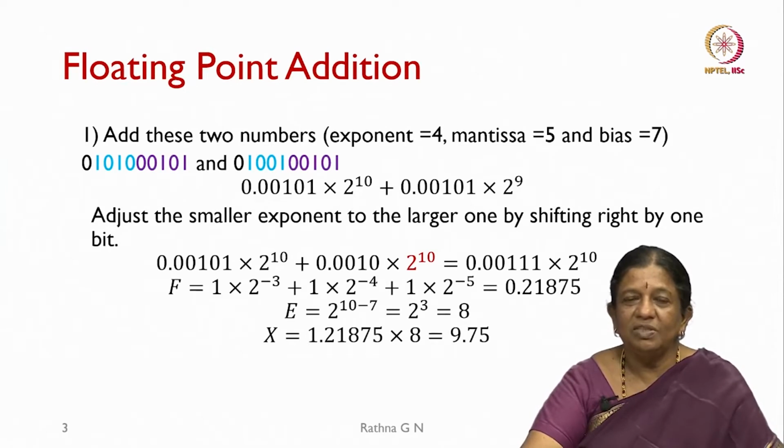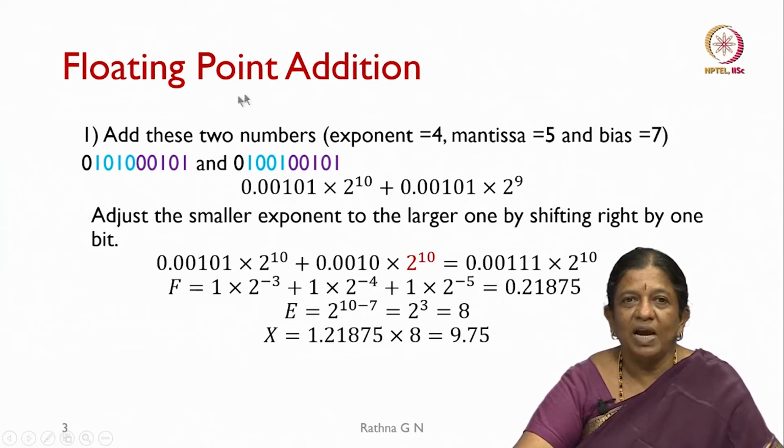So, coming to the problem I posed in the last class, you are supposed to add two numbers in the floating point format. The thing given was exponent 4, mantissa 5 and bias 7. You know the first bit is the sign bit and 4 bits, because you have been given 4 as the exponent, will represent the exponent, and the rest of them are going to be your mantissa. And then the same thing with the other number.